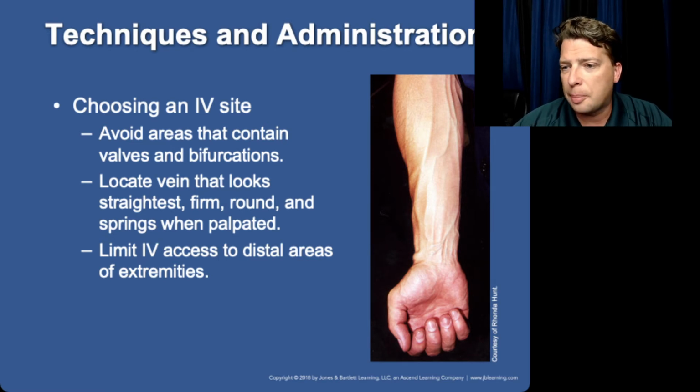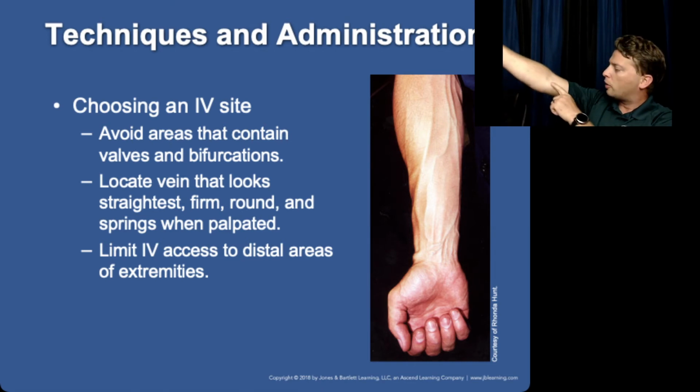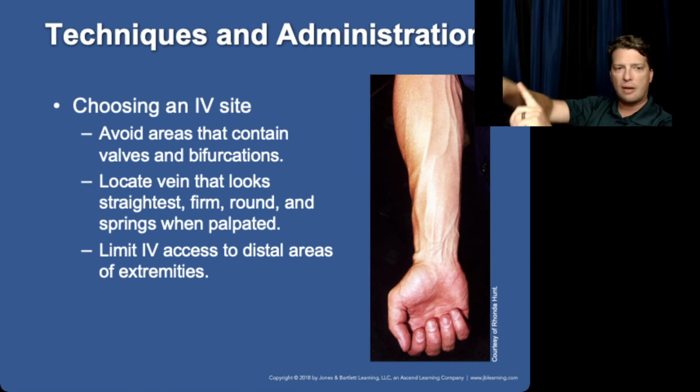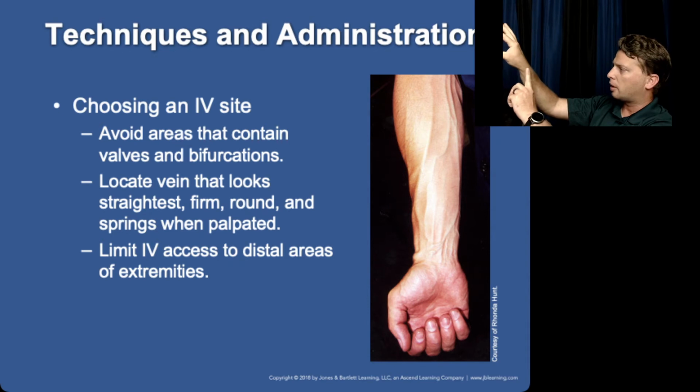So consider the options and remember this: when you're looking for veins, there are some locations on the body where they are consistently in the same place. Veins will move. Not every person's the same, but there are a few areas where we know they're going to be. ACs, you're always going to have one here and one over here. You're always going to have one right here on the side of the wrist.